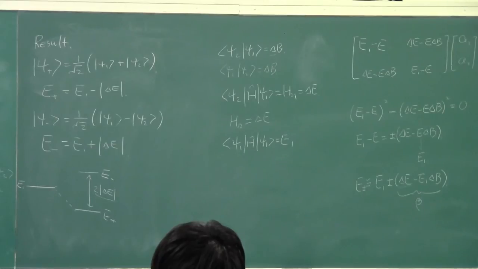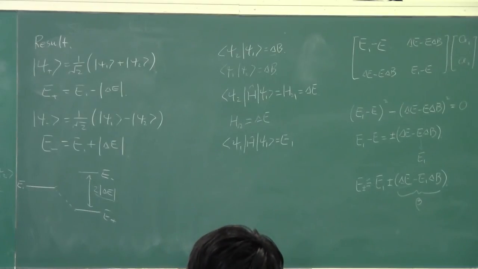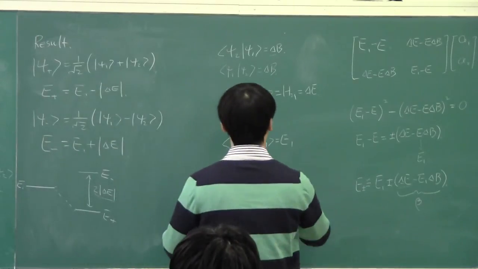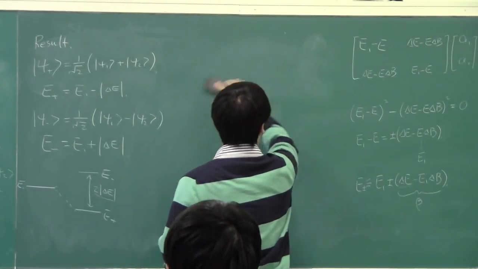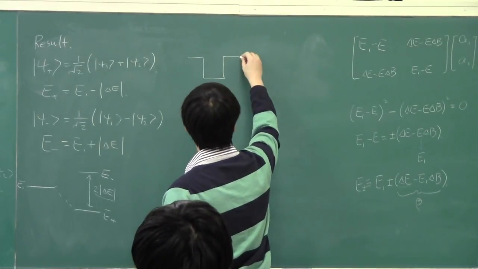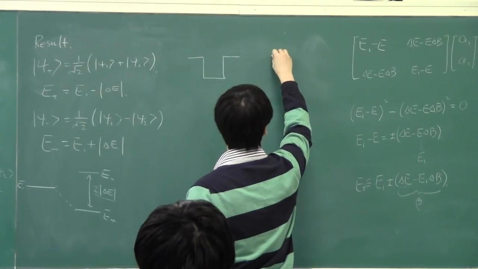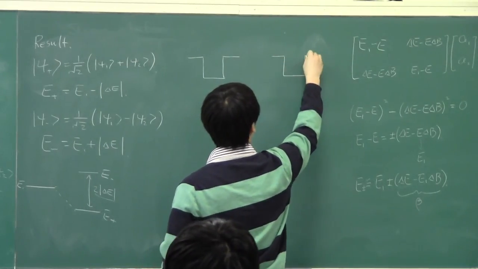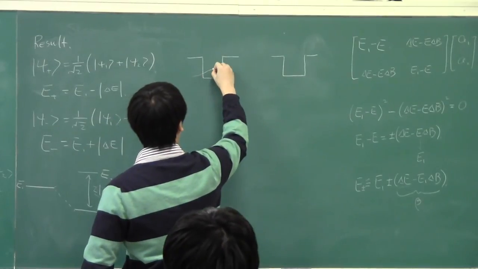Now, and I ask you to think about this in your homework as well, what happens if I have two wells, originally separated far apart, and now they can share a particle? There is a particle localized to one of the wells initially. Let me draw the situation for you. We have a well here, and then far away, there is a well here, and then there's a particle in the ground state over here.